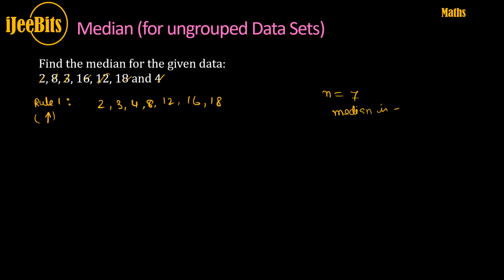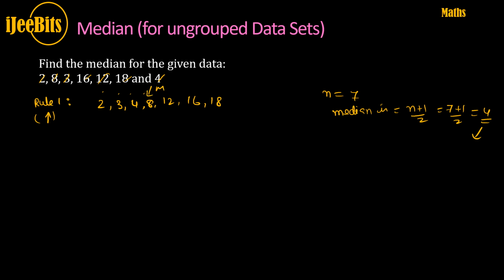So your median is (n plus 1) by 2, which is (7 plus 1) by 2. So the fourth observation would be your median in our case. Let's see. 1, 2, 3, 4. This should be your median.